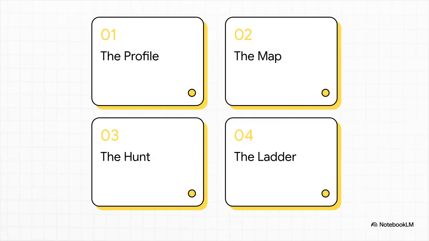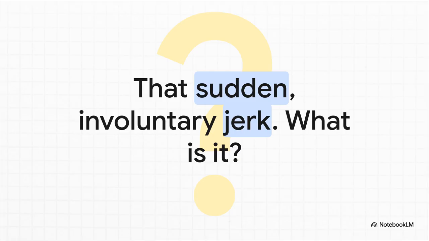Okay, so here's our game plan. It's 4 simple steps. First, we're going to profile the movement itself. What does it actually look like? Then, we'll draw a map to figure out where in the nervous system it's coming from. After that, it's time for the hunt, to find the underlying cause. And finally, we'll climb the treatment ladder. It's a pattern you can literally take with you on your next shift. You know the one I'm talking about. That sudden jerk that can be pretty unsettling for the patient, and let's be honest, for us too. So how do we go from just kind of staring at it to actually systematically figuring it out?